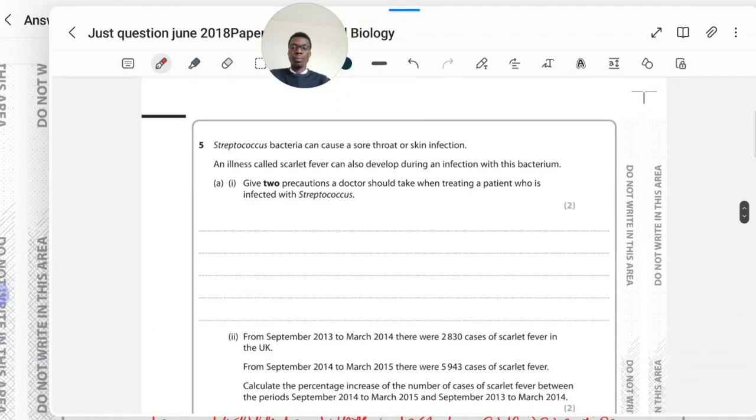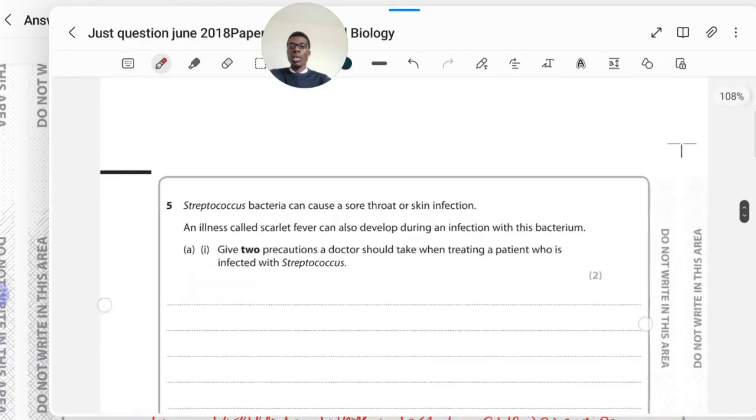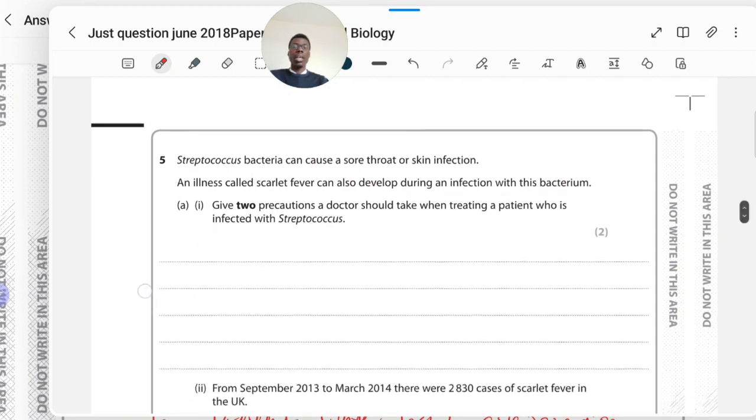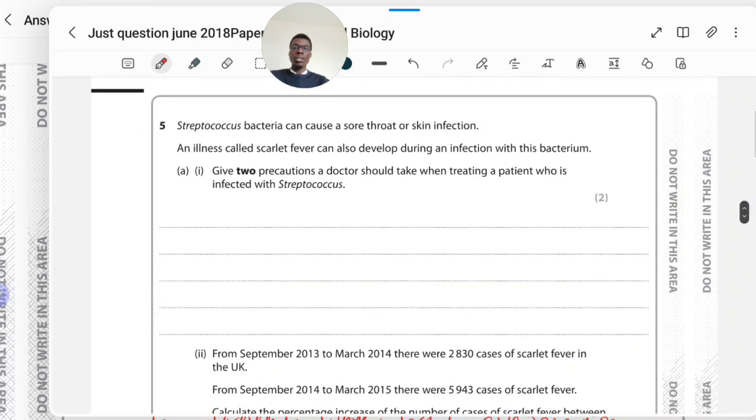Moving on, Streptococcus bacteria can cause sore throat or skin infection. An illness called scarlet fever can also develop during an infection with this bacterium. Give 2 precautions a doctor should take when treating a patient who is infected. Please don't forget this. Already infected. What precautions should he or she take? Let's take a look at this.